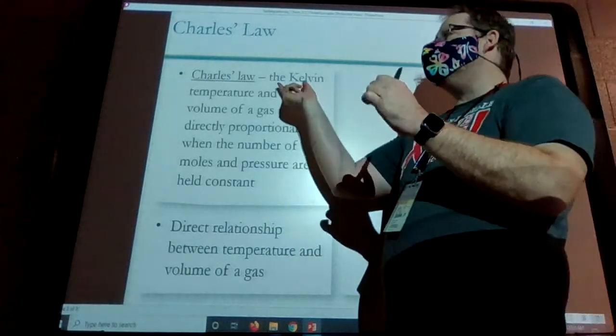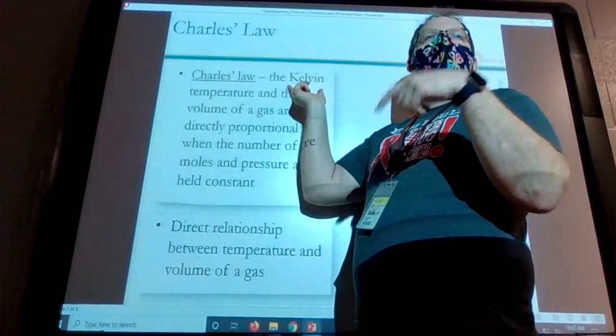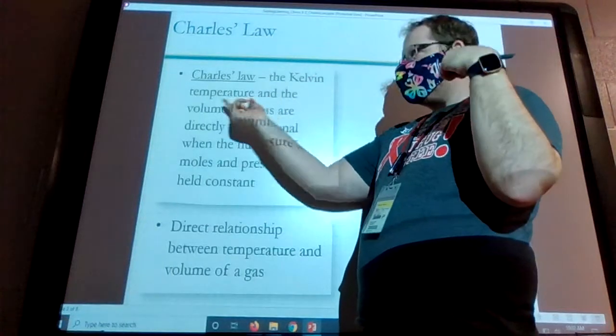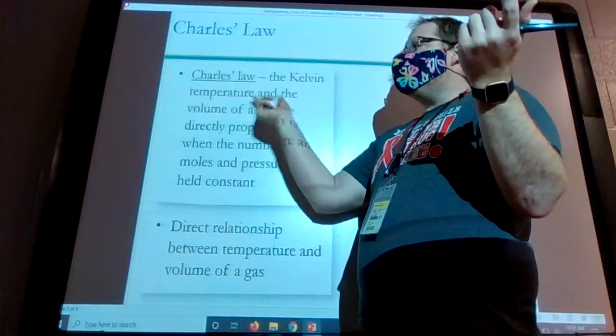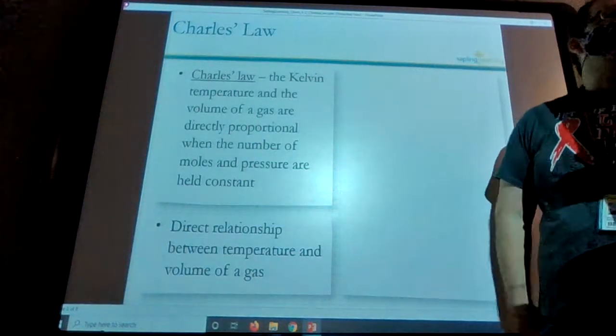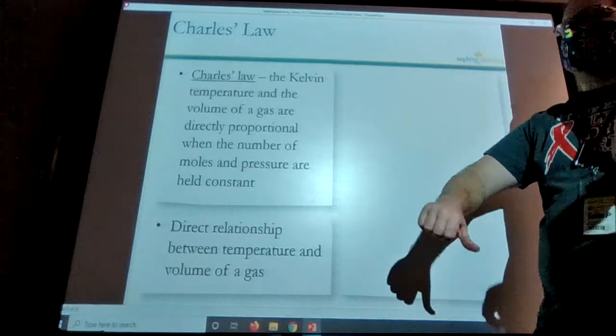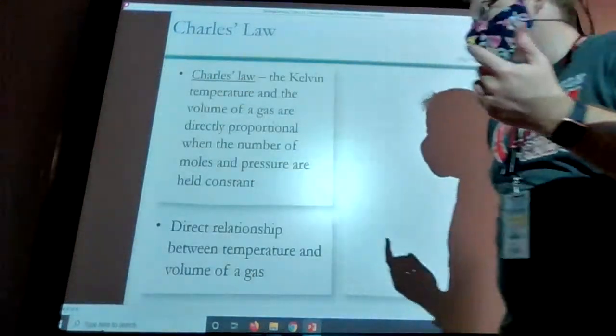So Charles' law states the Kelvin temperature, so remember we got to be in Kelvin again. If you're in Celsius, you got to convert to Kelvin. The Kelvin temperature and the volume of a gas are directly proportional. What does directly mean? Are they going up together or opposite? Together. So they're going to go up and down together, just like yesterday with the pressure and the temperature.